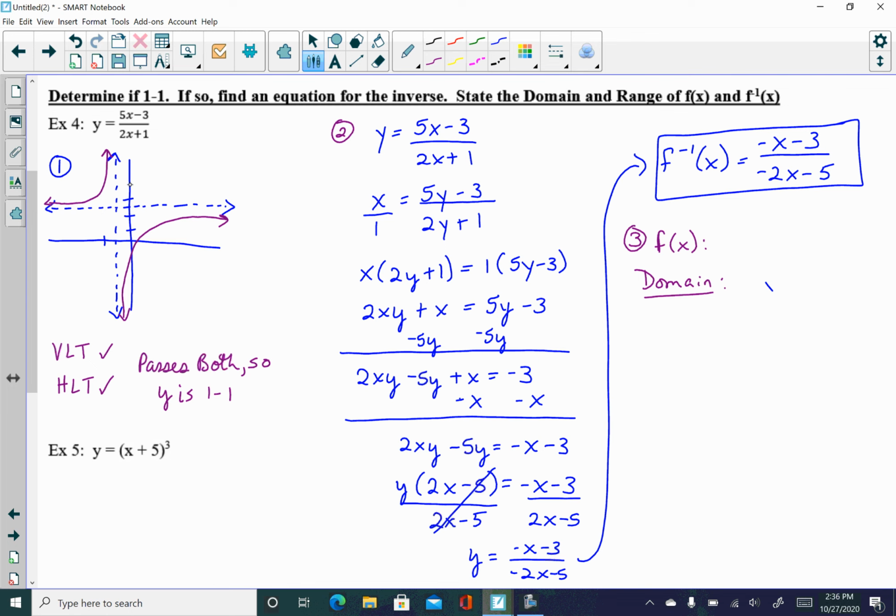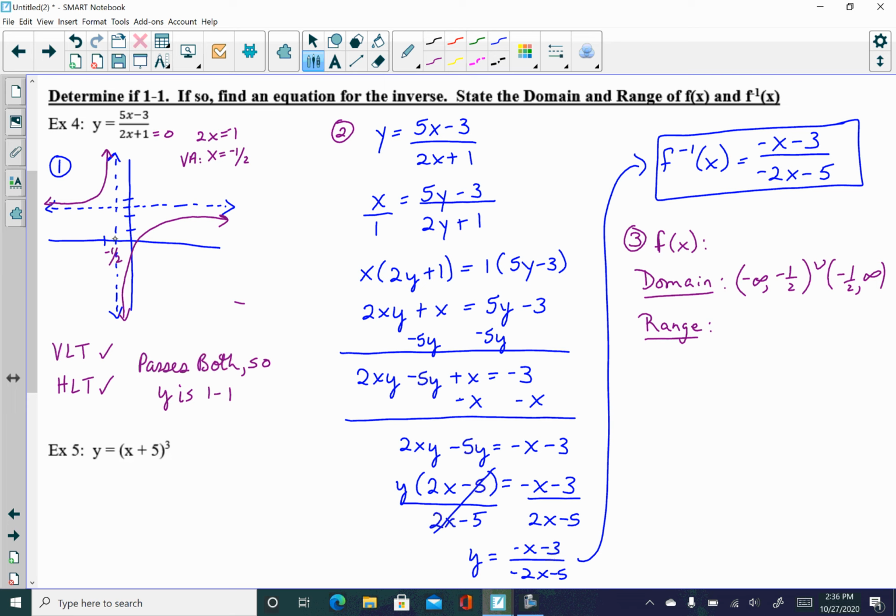From -infinity to -1/2. Remember that -1/2 came from setting the denominator equal to 0 and solving for x. So you'd have 2x equals -1, and then x equals -1/2. That would be your vertical asymptote. So my domain then is running from -infinity to -1/2, and then picks back up and goes from -1/2 to +infinity, because that's the right-hand side of the graph here. Okay, let's look at the range of that function that we have graphed here.